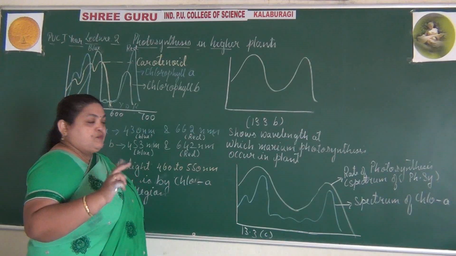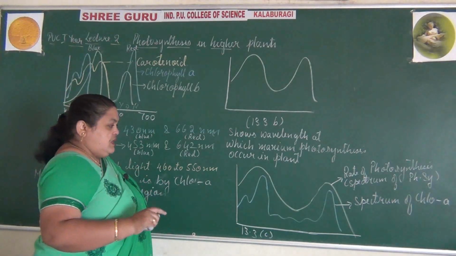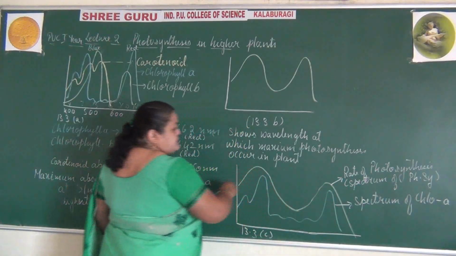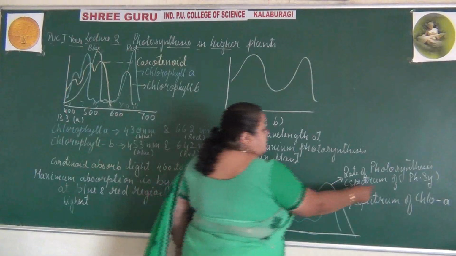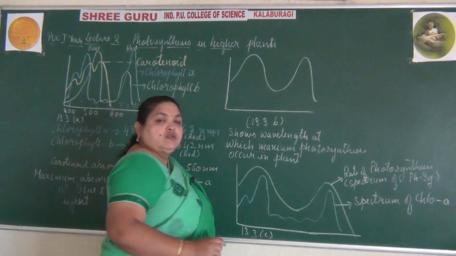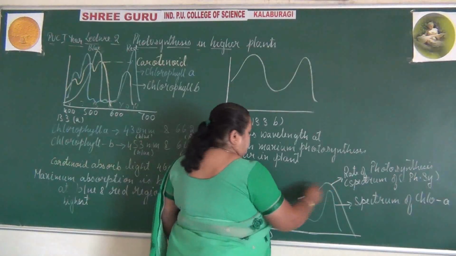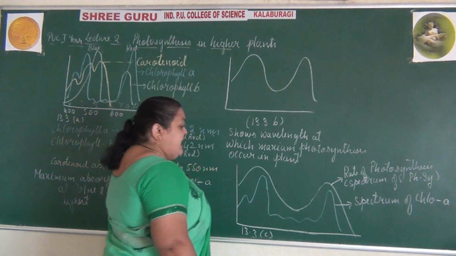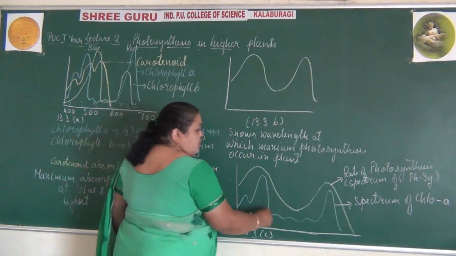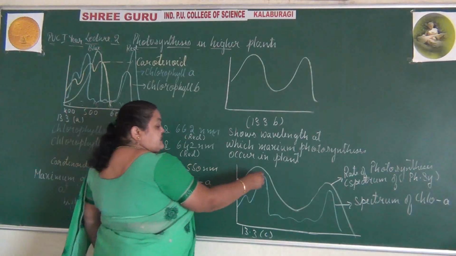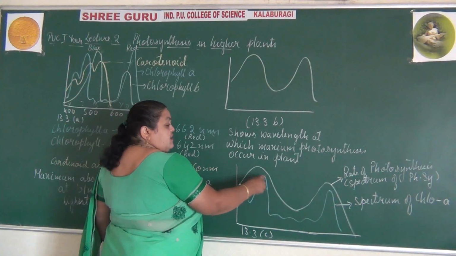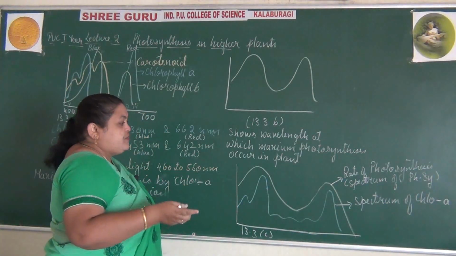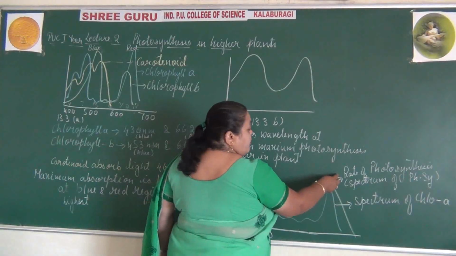Then if you go to the third figure, that is 13.3c, you can see that two spectrums are overlapped with each other, where one spectrum is the spectrum of photosynthesis, which depicts the rate of photosynthesis, at what rate the photosynthesis increases, and the other spectrum is the spectrum of the chlorophyll a molecule. It is a graph showing the overlap of both the spectrums.